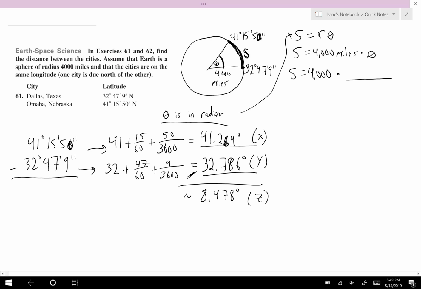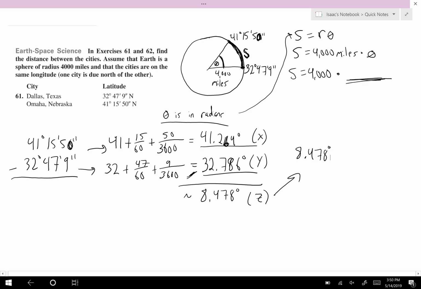Now a very common mistake is to say, okay, I did all this work. The angle between those two cities is about 8.478. Let me go and plug that in over here into the formula, multiply it by 4,000, and I get an answer. And you can do that, but you're not going to get the right answer. Because again, S equals R theta, that formula only is set up to work if theta is in terms of radians. So I need to convert this guy into its equivalent radian expression.